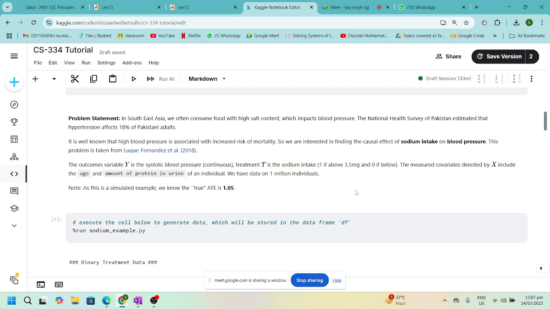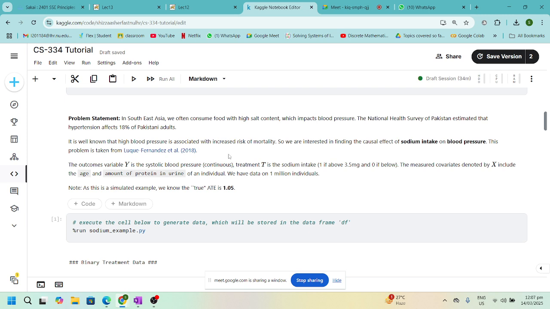So, anyway, this is the problem statement. In Southeast Asia, we often consume foods with high salt content, and high salt content is known to impact blood pressure. The National Health Survey of Pakistan estimated that hypertension affects 18% of Pakistani adults. It is well known that high blood pressure is associated with increased risk of mortality. So now we're interested in finding the causal effect of sodium intake, meaning salt intake, on the blood pressure of an individual. The problem is taken from a paper which is referenced over here. You may feel free to explore it on your own later if you'd like.